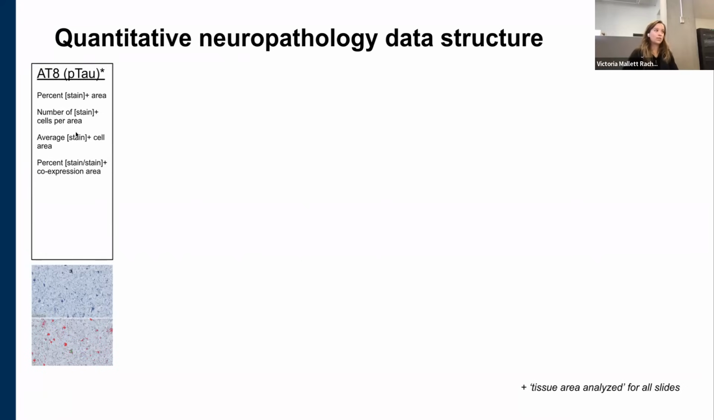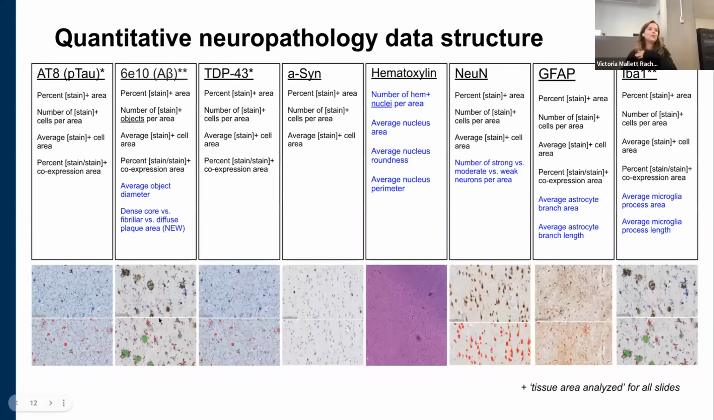For each stain, there's a core set of features that are extracted. There's the percent area, so the percent of the tissue that is stained for that marker. There's the number of cells in a given region, normalized per area. There's the average size of a cell that contains this pathology, as well as, in a duplex stain, the percent of area that is co-expressing two markers.